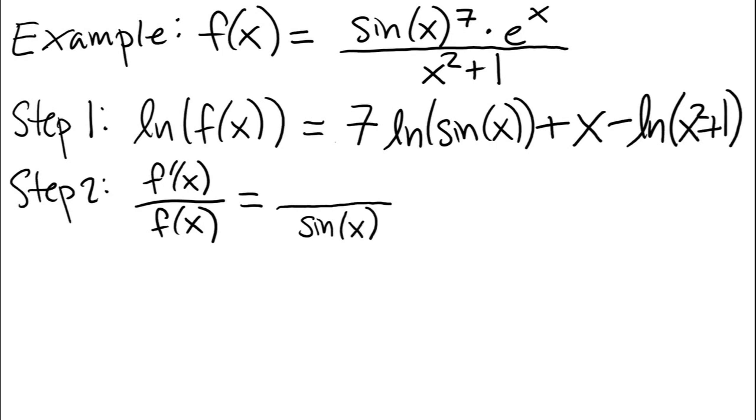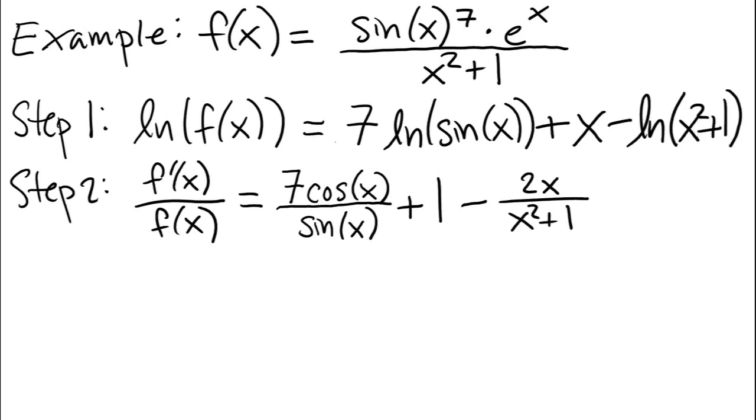But then you have to multiply by the derivative of the inside, which in this case is cosine. And we can't forget about this constant of 7 out in front. The derivative of x is just 1. And again, for the natural log of x squared plus 1, we're going to use the chain rule, and we'll get 2x over x squared plus 1. So we're ready to move on to step 3.